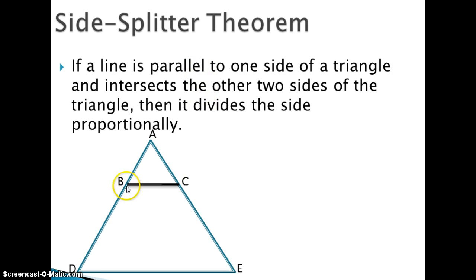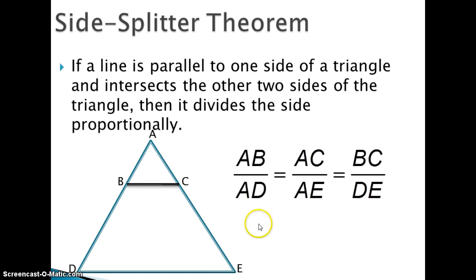So the line we're referring to in this case is line BC. It's intersecting AD and AE, and it's parallel to this third side. So what that means is that any pieces that I have in triangle ABC are going to be proportional to the pieces in triangle ADE. So I can generalize this and make a proportion out of this, saying that AB compared to AD, the small triangle compared to the big triangle, is equal to AC over AE, small triangle compared to big triangle, which is equal to BC over DE, small triangle to big triangle.